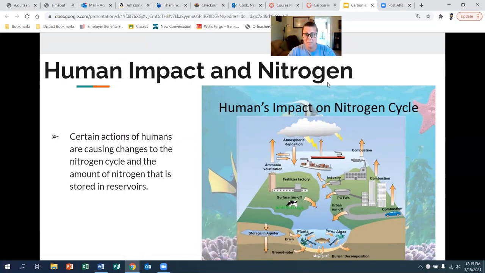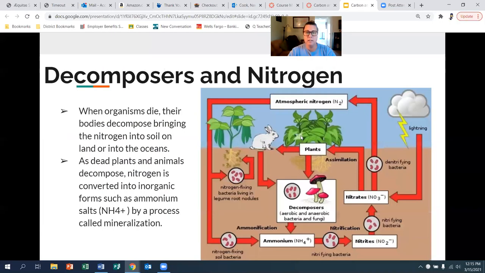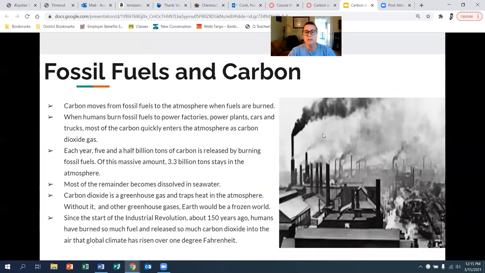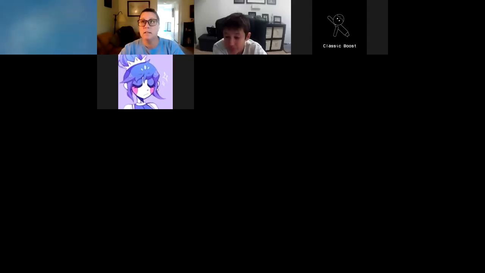So humans can impact the nitrogen cycle. Humans can impact the carbon cycle, which is very dangerous for the greenhouse gases and the earth that we live on. And it's making things challenging as far as pollution.